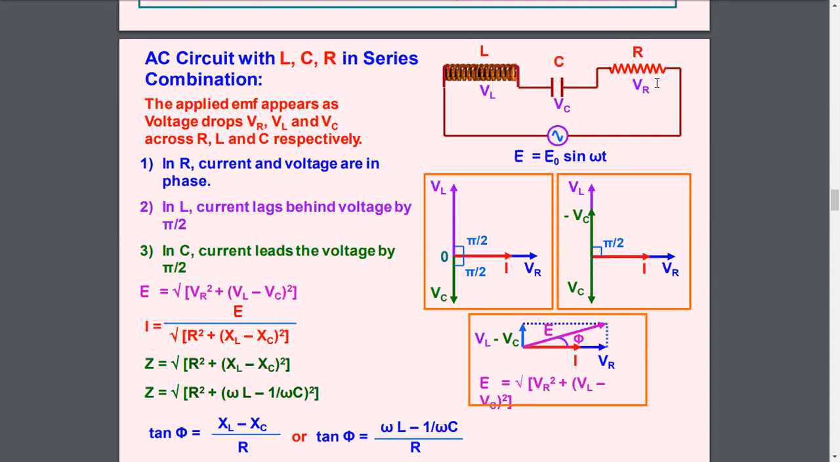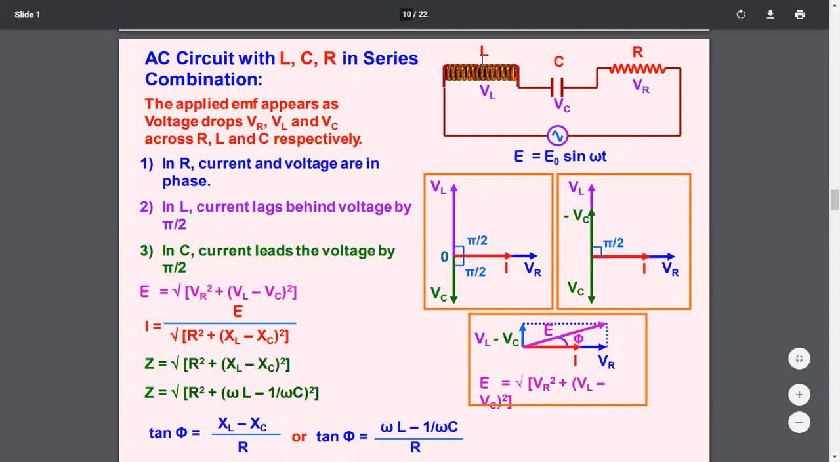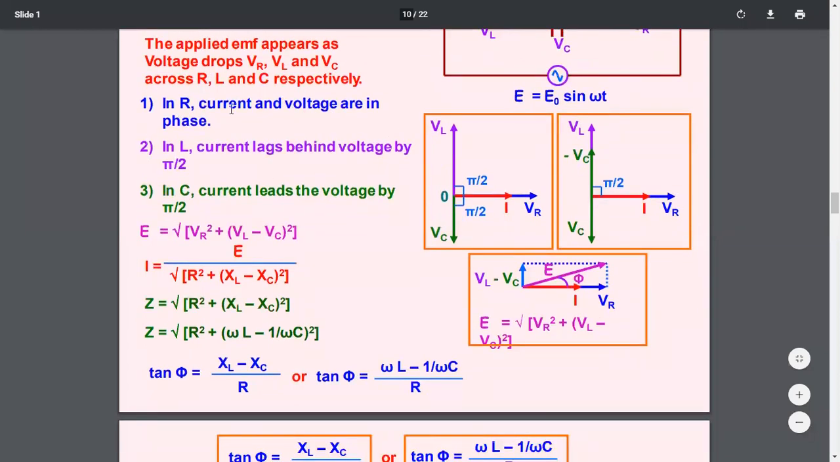Now here you see an inductor of inductance L, a capacitor of capacitance C, and a resistor of resistance R connected in series with an AC source which gives instantaneous voltage E0 sin omega t. Now the applied EMF appears as voltage drop across the resistor as VR, across the inductor as VL, and across the capacitor as VC respectively.